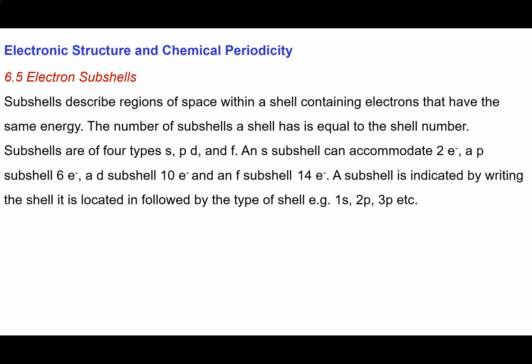Okay, so subshells describe regions of space within a shell. The number of subshells a shell has is equal to the shell number. So the first shell has 1 subshell, the second shell has 2, the third has 3, and the fourth or higher has a full set of 4 subshells. The subshells are of 4 different types: s, p, d, and f. An s can hold a maximum of 2 electrons, a p can hold a maximum of 6, a d can hold a maximum of 10, and an f can hold a maximum of 14.